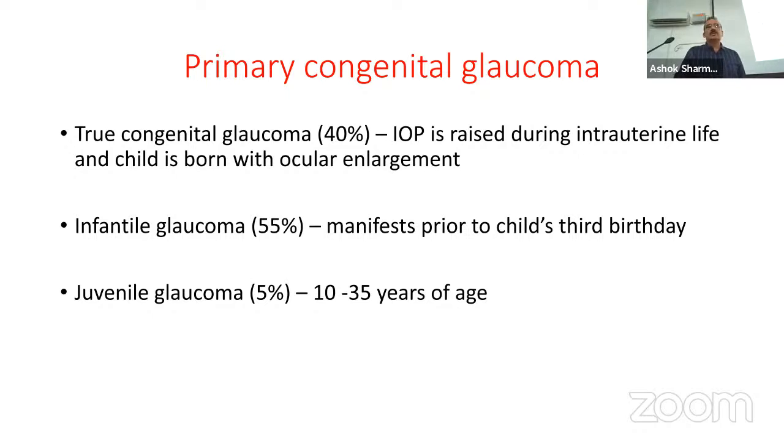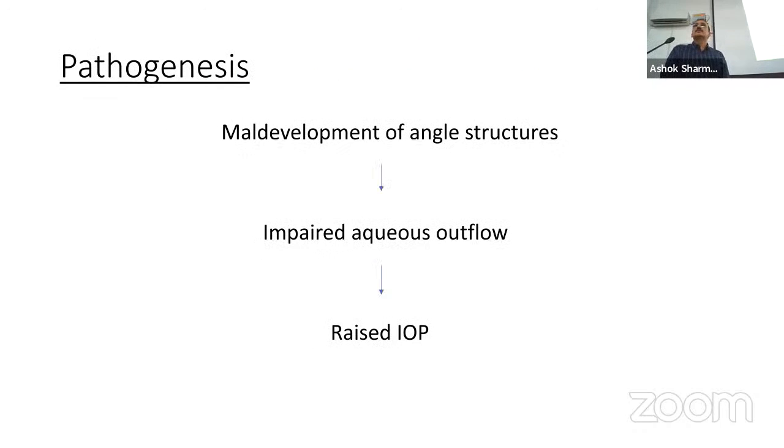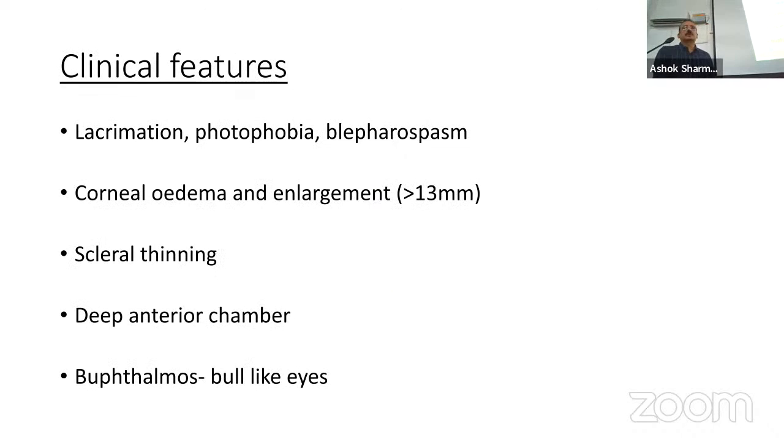Primary congenital glaucomas constitute around 40%. So there is a rise of intraocular pressure in intrauterine life, and the child is born with ocular enlargement or buphthalmos, right? Infantile glaucoma, as I said, around 50 to 55% manifest before the child's third birthday. Juvenile glaucomas, around 5%, 10 to 35 years of age. So in all these, there is maldevelopment of the angle structures, there is impediment in aqueous drainage and resultant rise of intraocular pressure.